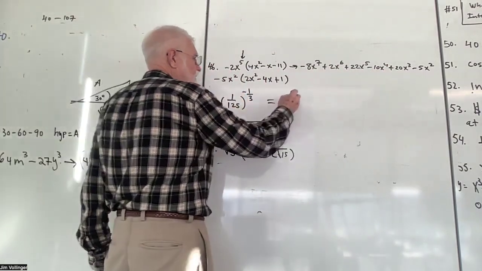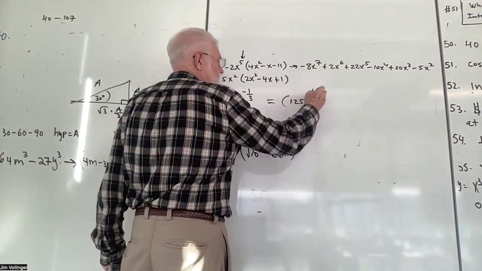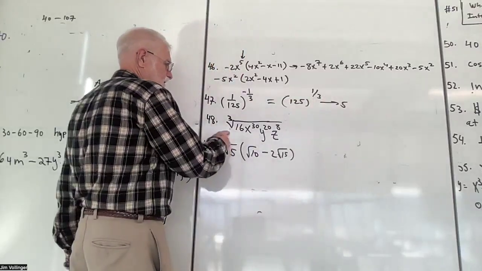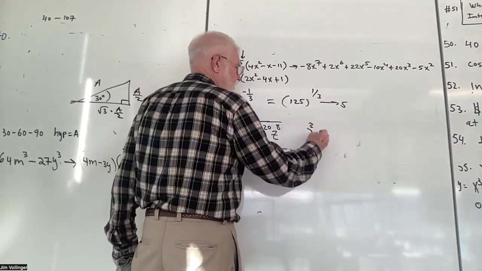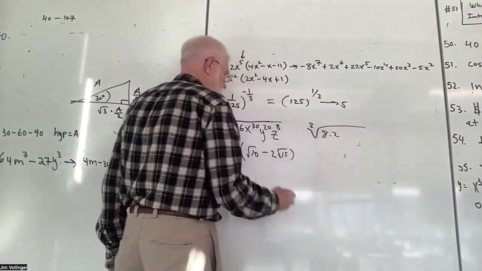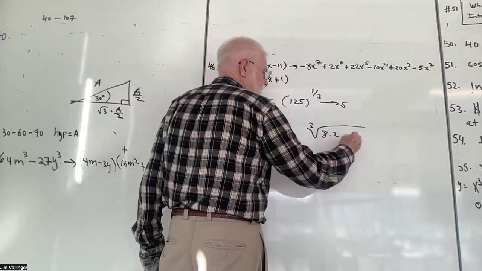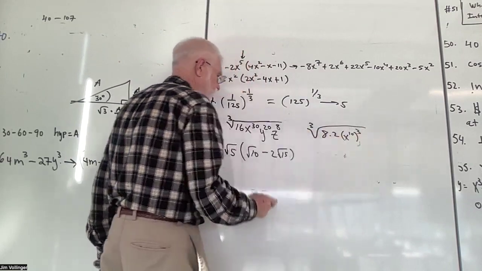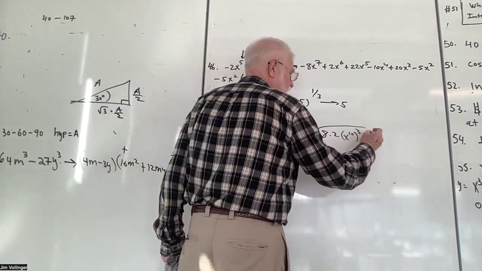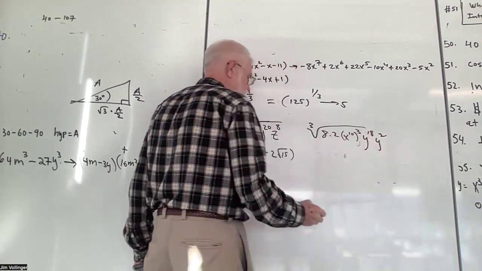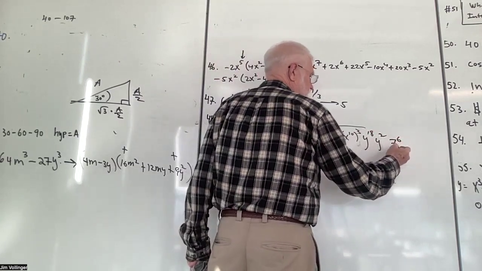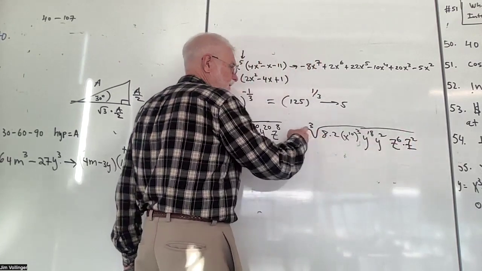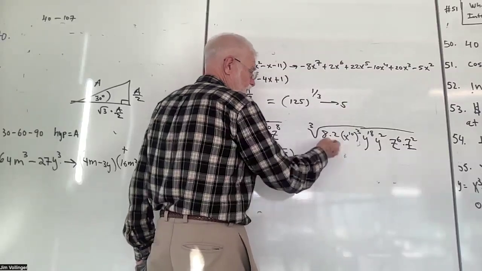So I'm going to flip 1 over 25, gives me 125 to the 1/3. That's the cube root of 125, which is 5. Cube root of 16 could have been written as the cube root of 8 times 2. X to the 30th could have been written as x to the 10th cubed. Hope you can see why I'm doing that, inverse operations. Y to the 20th is y to the 18 times y squared, and z to the 8 is z to the 6th times z squared. Now, anything that's got a multiple of 3, I'm going to cancel and bring out.